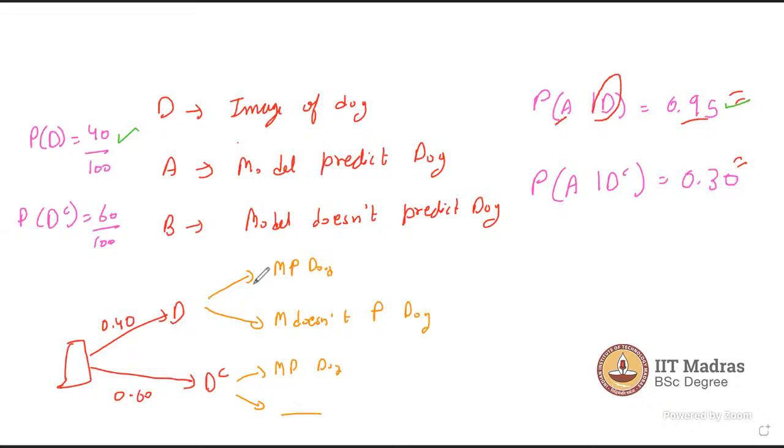So given a dog image, the model predicts it's a dog with probability 0.95. Given it's not a dog, the model predicts dog with 0.3. So you can simply find the intersection. This is nothing but event A, right?